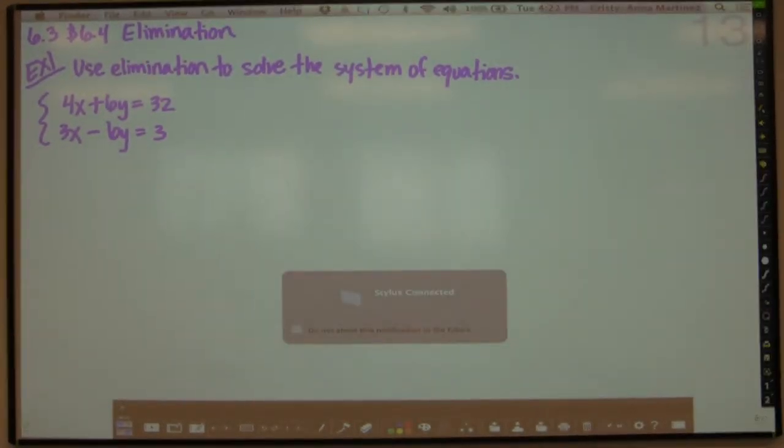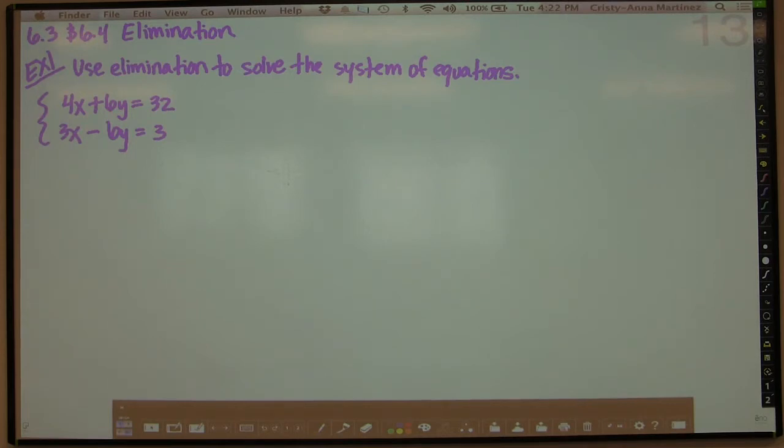This is an Algebra 1 video. We are combining two sections today, Chapter 6, Sections 3 and 4, because both sections are dealing with elimination, and I don't think it's necessary to break them up into two different sections. So we're going to combine them together.